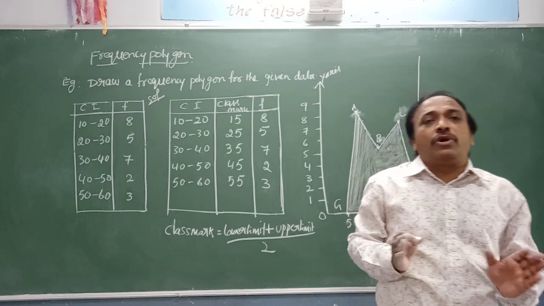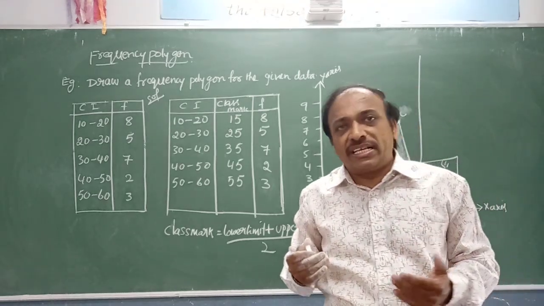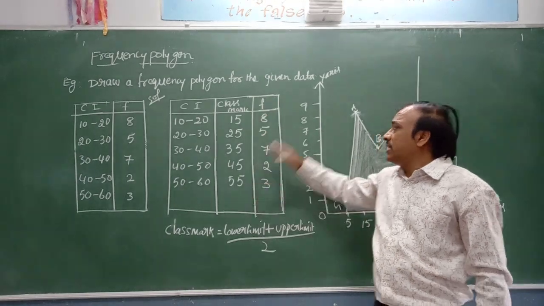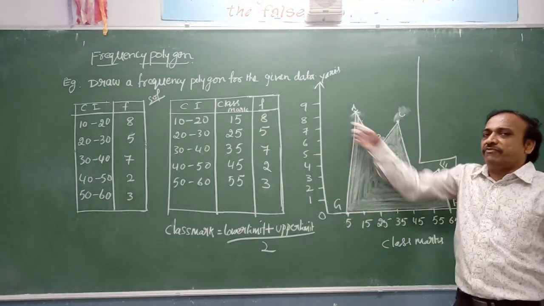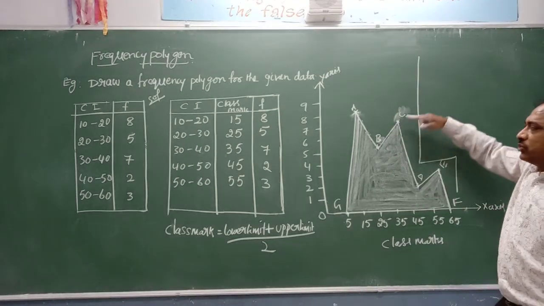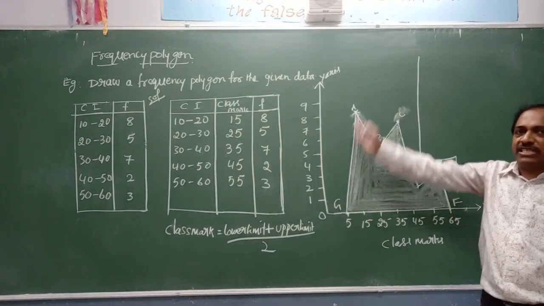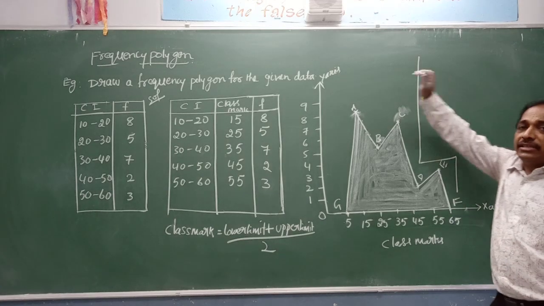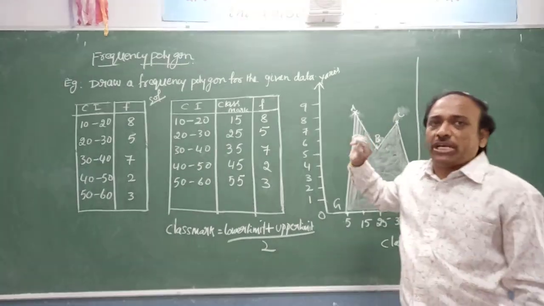So for a frequency polygon without a histogram, you need to first calculate the class marks, and then locate the corresponding frequencies. We join the points one to the next, and then join the initial and final end midpoints. This is how we construct a frequency polygon.